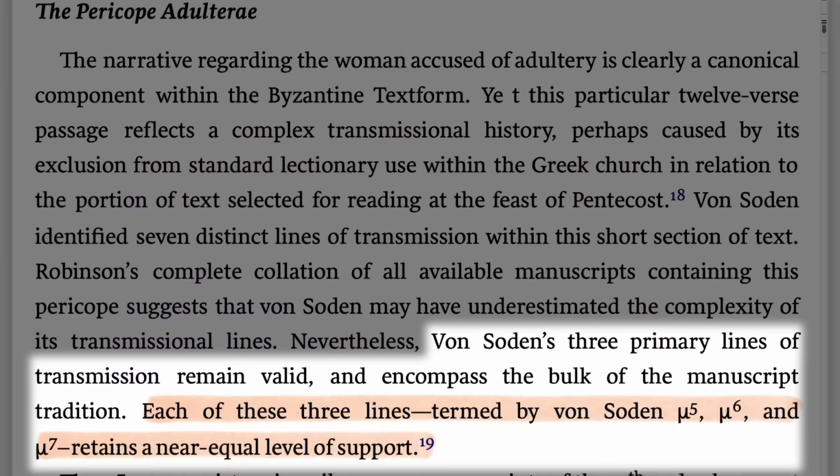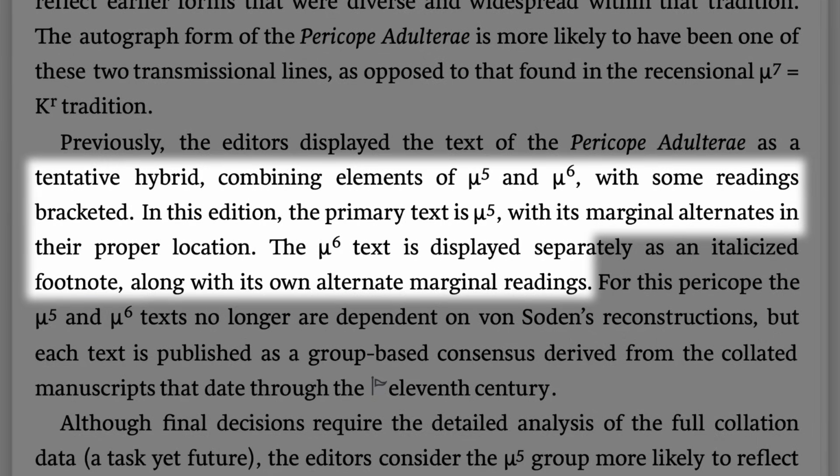Robinson says, quote, von Soden's 3 primary lines of transmission of the story of the woman caught in adultery remain valid and encompass the bulk of the manuscript tradition. Each of these 3 lines, termed by von Soden Mu 5, Mu 6, and Mu 7, retains a near equal level of support. Robinson decided to present the story in the first edition of his Byzantine text as a tentative hybrid, combining elements of Mu 5 and Mu 6, with some readings bracketed.